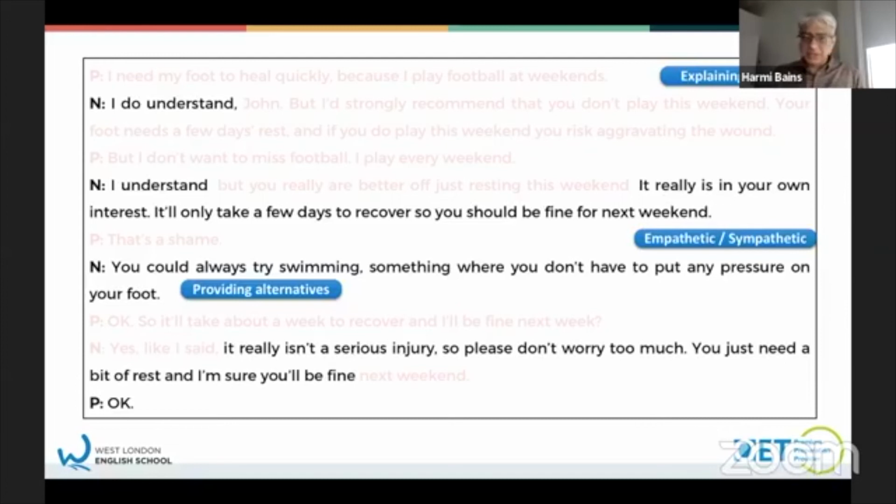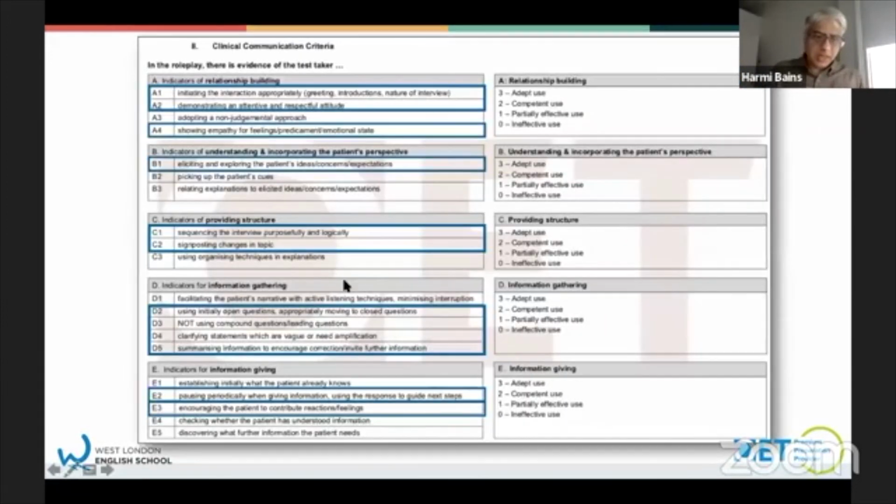Rather than just saying, well, you need to stop and then that's it, and providing alternatives, it's a useful thing when giving advice as well. So negotiating and giving alternatives. When it says advice, it's something you can do. This is the criteria.